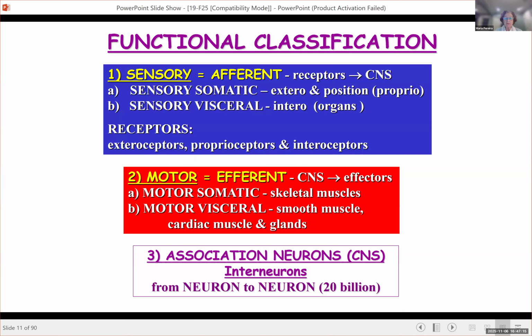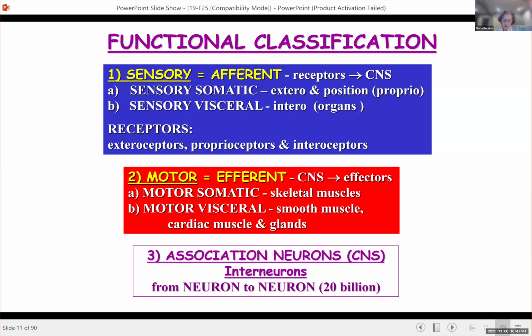Okay, so how about the functional classification of the neurons? We have three: sensory, motor, and association or interneuron. So these are the three major groups of neurons. Sensory neurons are the afferent. We talked about this all the time. They go from the receptors to the central nervous system.